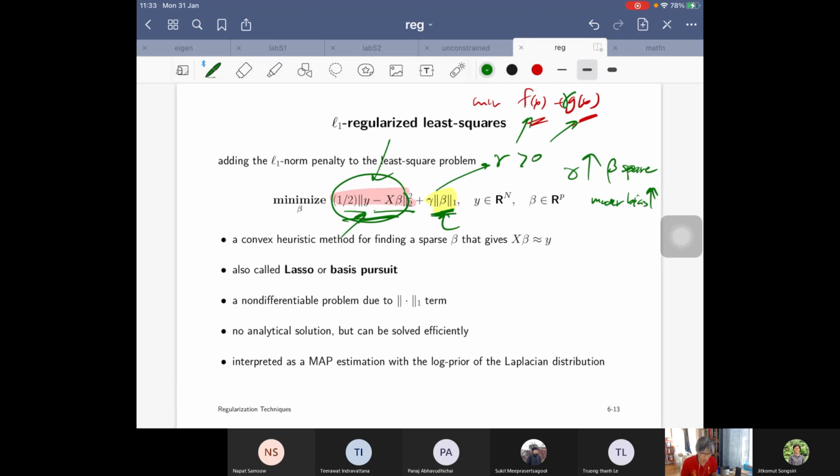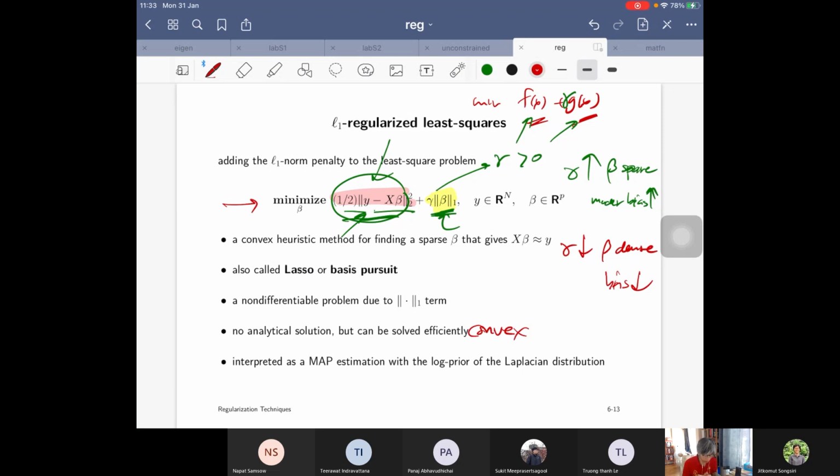On the other hand, if gamma is less, your beta would be dense, but the model bias would be less. In terms of looking at this problem mathematically, there is no analytical solution, unlike least square. But we can solve it efficiently. It falls into a convex problem, so we have a very efficient algorithm to solve.